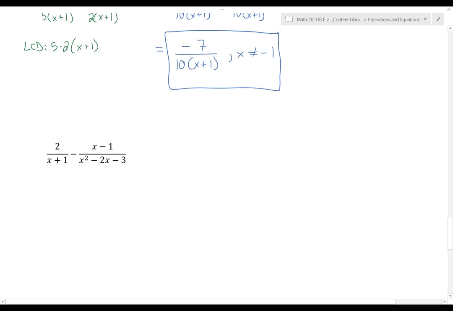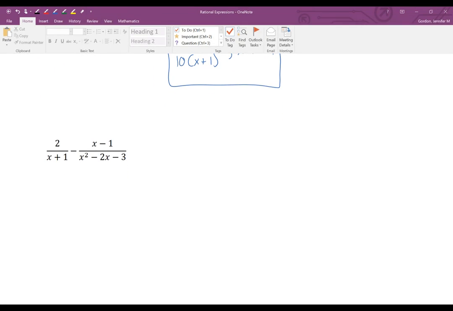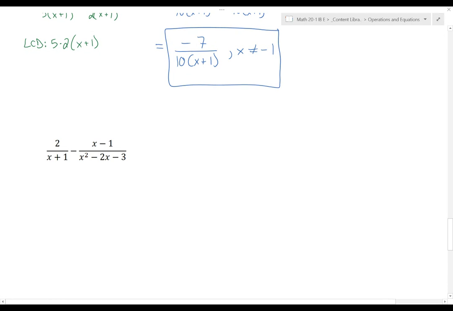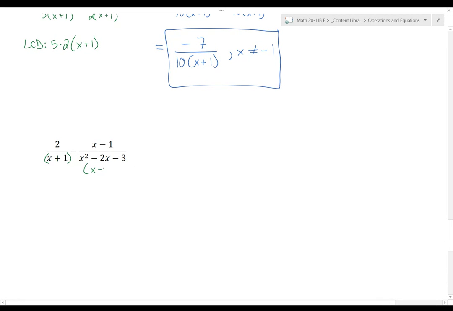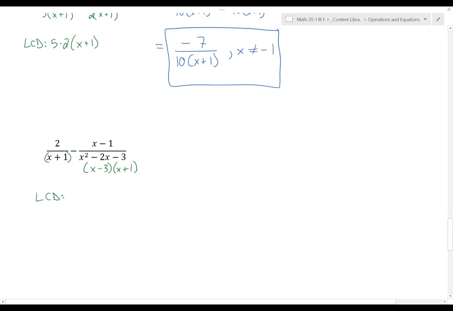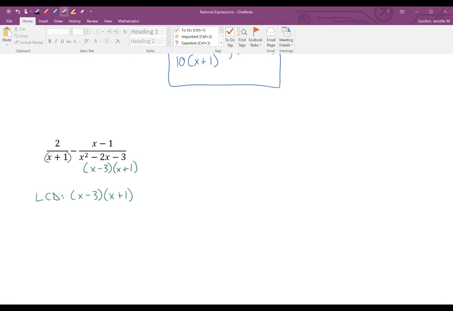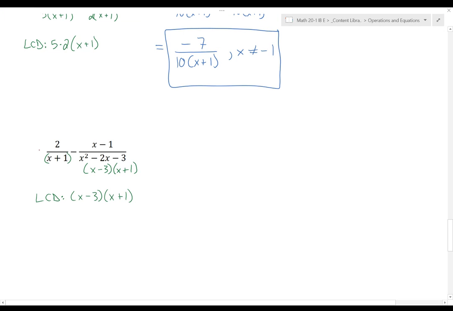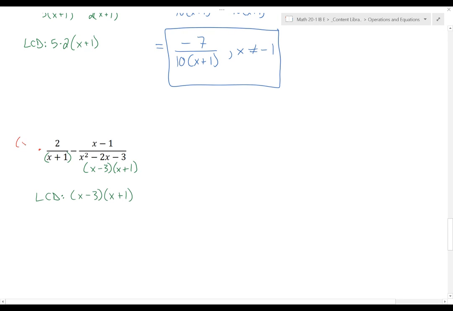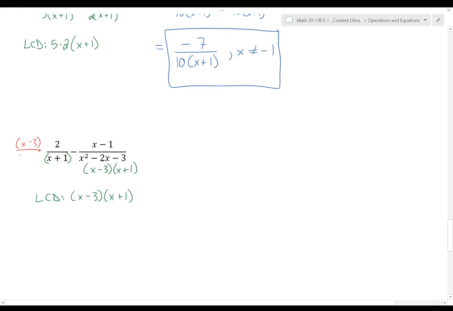In this next example, when we factor, well, this first one already is factored. The second one becomes x minus 3, x plus 1. So we have an x plus 1 that's common, which means that my lowest common denominator is just x minus 3 times x plus 1. So I don't have to multiply by anything in that second fraction. It already has the right denominator. But in the first fraction, I'm multiplying by x minus 3 over x minus 3.